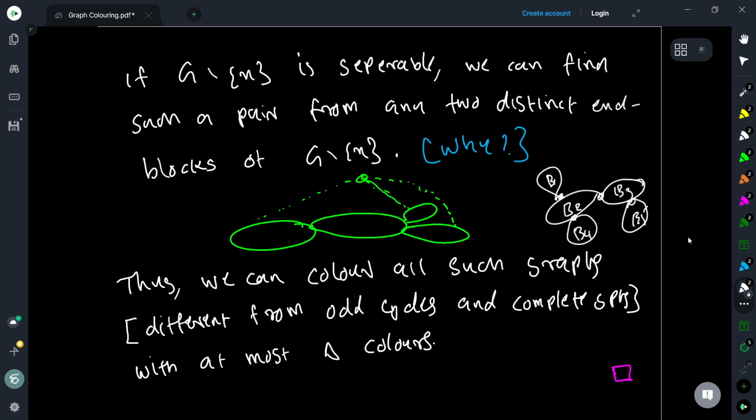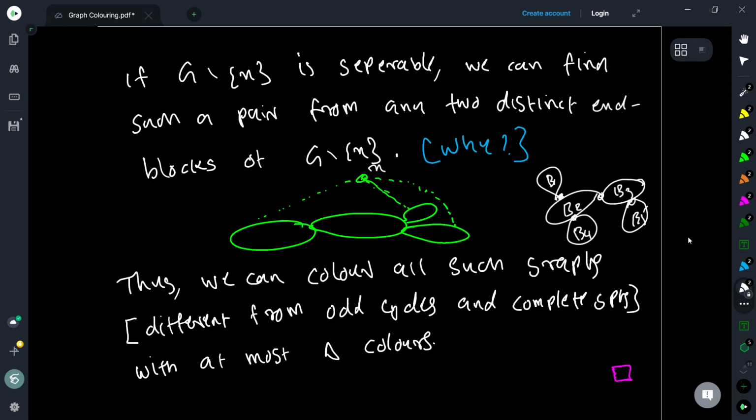So then if you pick any two distinct end blocks of G minus this vertex X, you can show that you will find the pair A, B, the pair of non-adjacent vertices with a common neighbor that we are looking at. Okay? So again, try to show that this is indeed the case. And if you can come up with these properties, then you can use this to color all such graphs, which are different from, of course, odd cycles and complete graphs, with at most delta colors.